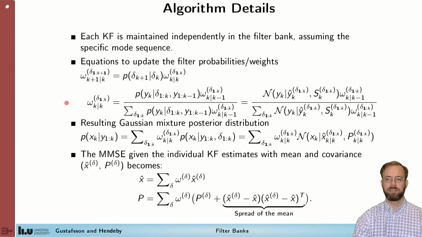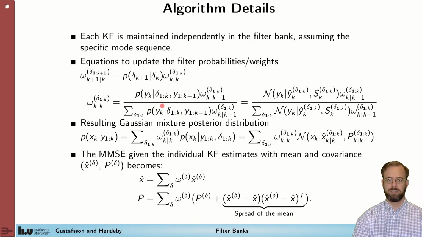For the measurement update, it's very similar to the Bayesian recursion. It's actually the Bayesian recursion for a discrete variable. So we look at the likelihood of actually getting the measurement that we've gotten, given the current mode sequence and the measurements, times the prior information that we have about this mode. And then we normalize this to make sure that it all adds up to 1.